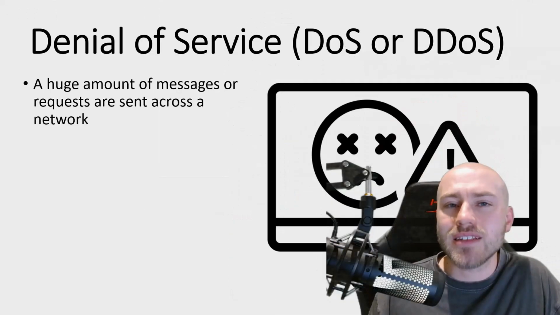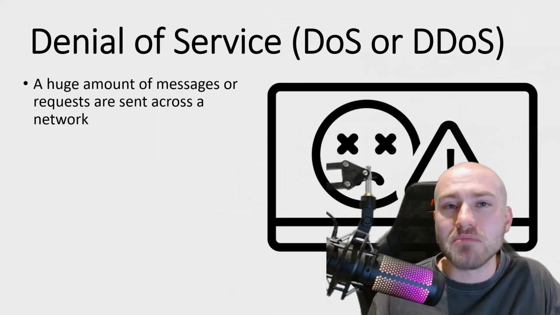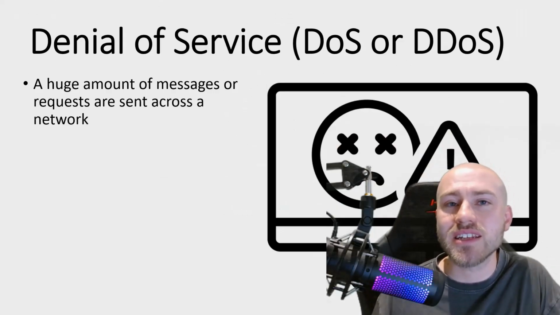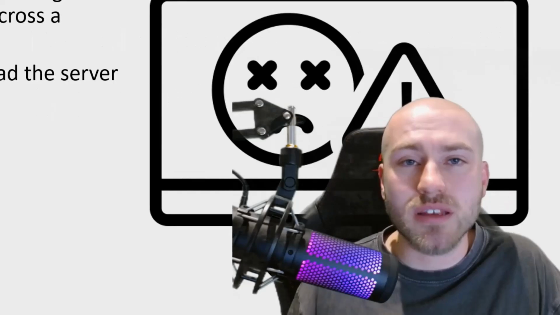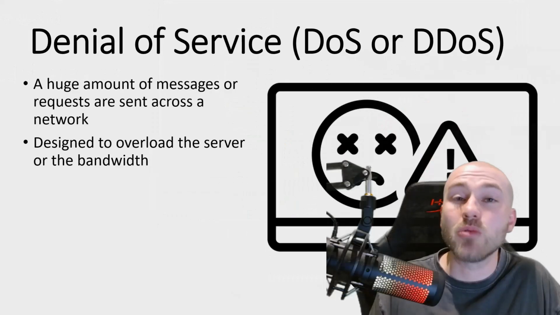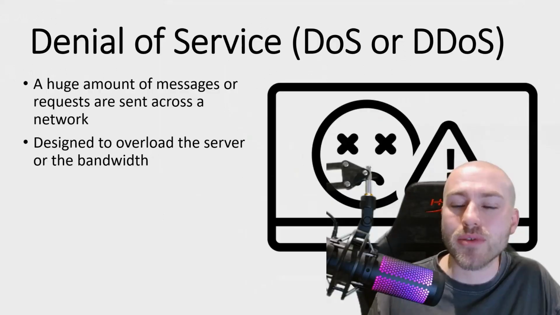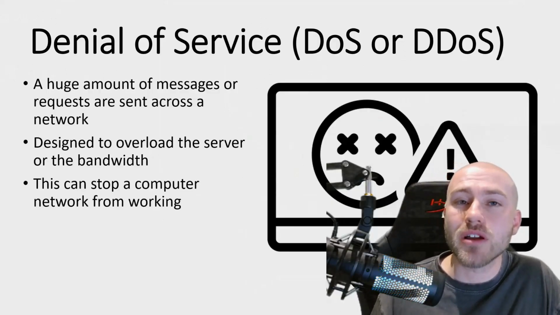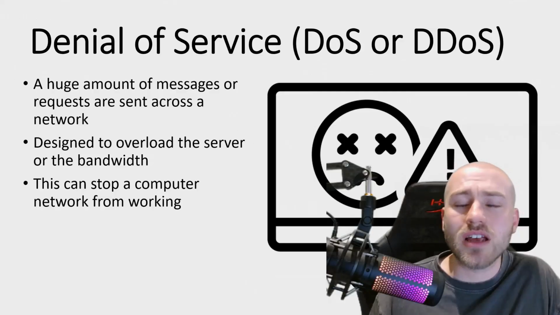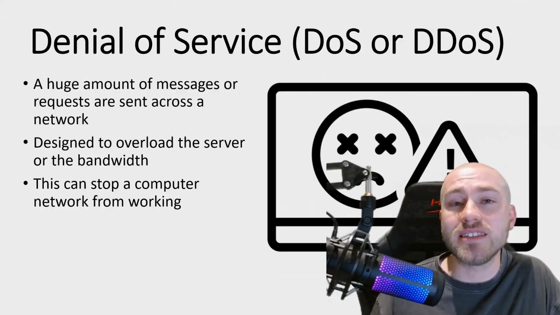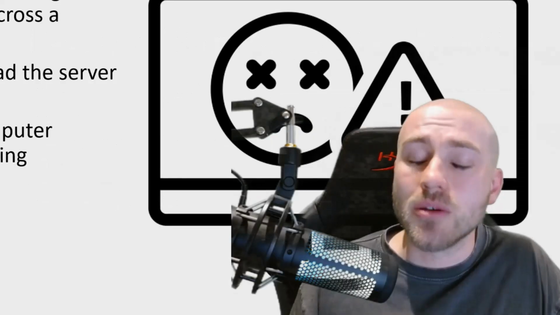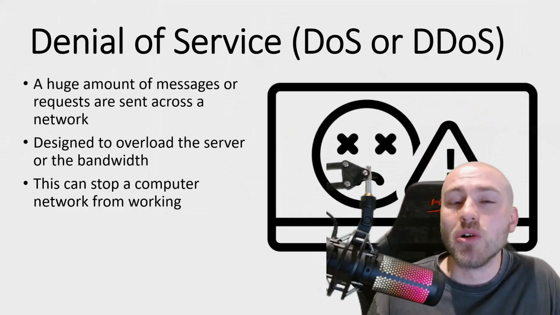When you use a network, you're sending packets of information, and a DoS attack is when a large amount of packets are sent to a destination. Now, the sheer volume of this amount of information being sent is what's going to overload the server or bandwidth. This in itself can just stop a computer network from working. Now, the difference between a DoS and a DDoS is the extra D in DDoS stands for distributed. So a distributed denial of service is much harder to track as it comes from multiple places.